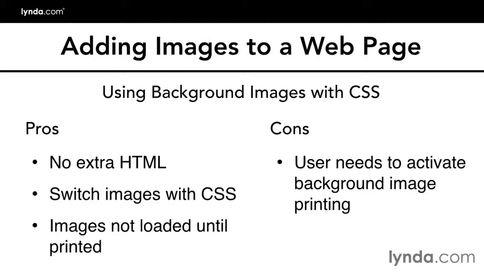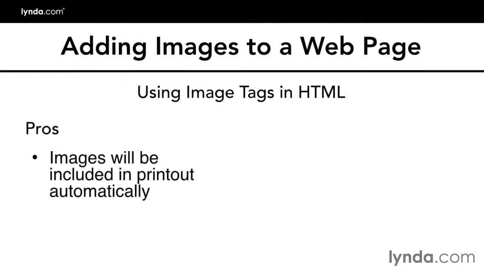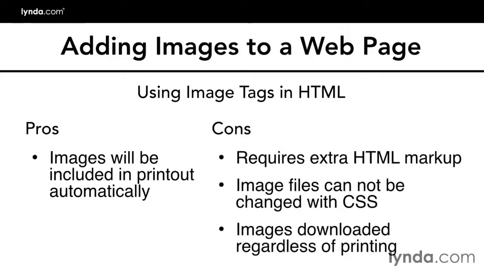So there's a chance that a user might print your page but not get any of the graphics. Now, the other option is to use image tags in the HTML. The advantage of this approach is that those graphics will be included when somebody prints the page. They won't have to check any extra settings in the print preview dialog. The downside of this approach is that it requires extra HTML be added to your page. This also means we can't switch the image files themselves with just CSS.